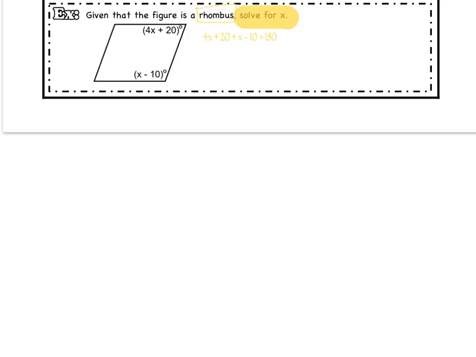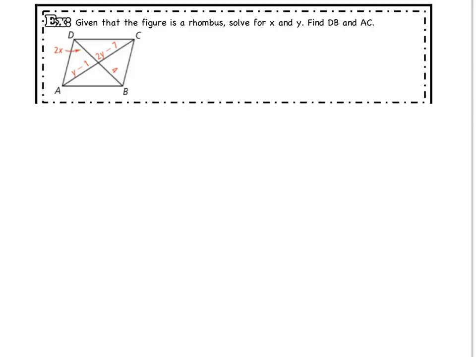So hopefully you were able to say that 4x plus 20 plus x minus 10 equals 180. If you got that, go ahead and pause the video and solve it. When I solved it out, I ended up with x equals 34, and my task was to find x, so I did.